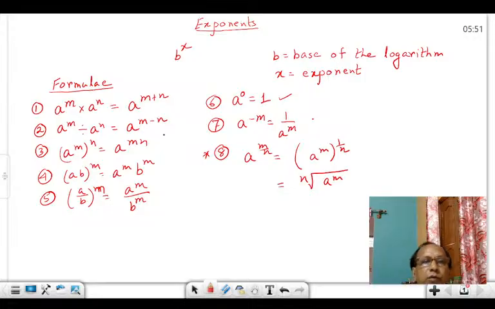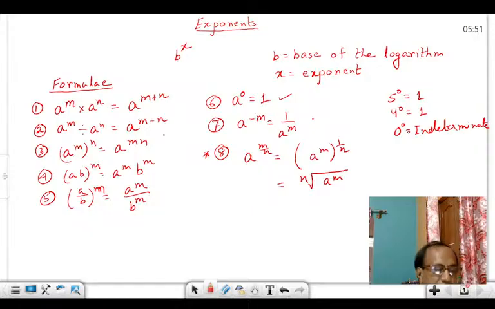Now, if you want to do some problems, suppose I am explaining question 6. Suppose I am writing 5 to the power 0, it is always 1, or 4 to the power 0, it is also 1. But if you write 0 to the power 0, it is meaningless, an indeterminate form. We cannot write 0 to the power 0 because it is an indeterminate form, right? Now, we will apply these formulas.